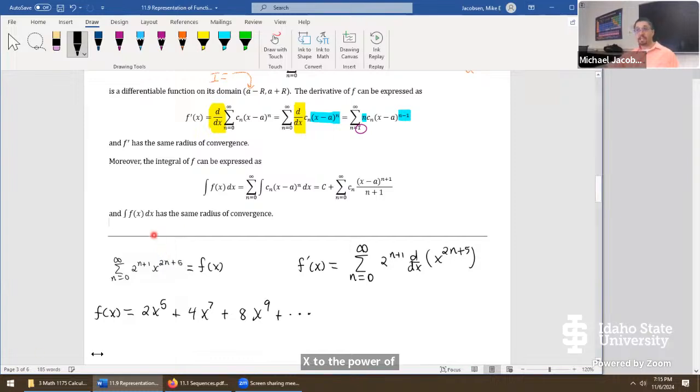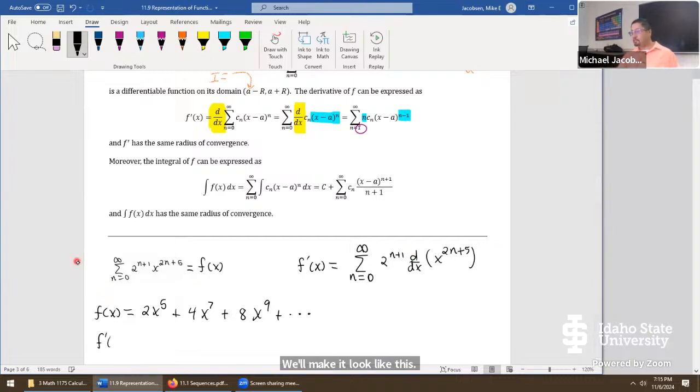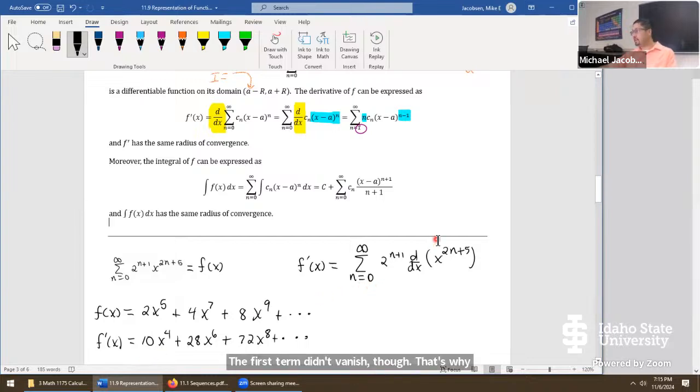And the pattern just keeps on repeating. So essentially all we're doing is differentiating all of these terms at once. We'll make it look like this, but when we differentiate down here, f prime of x becomes 10x to the power 4 plus 28x to the power 6 plus 72x to the power 8, and so on. So we're getting infinitely many different terms here. The first term didn't vanish though. That's why this still starts at 0.